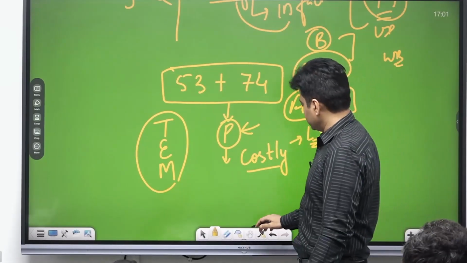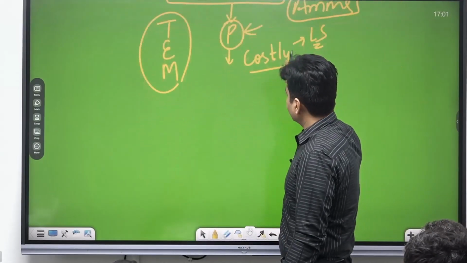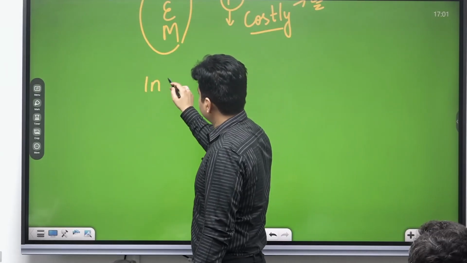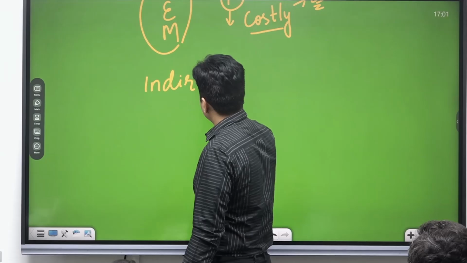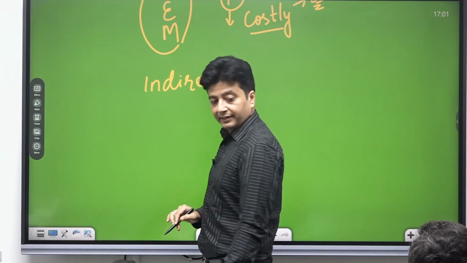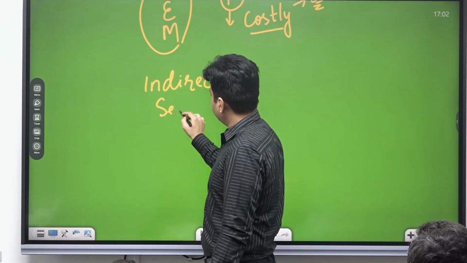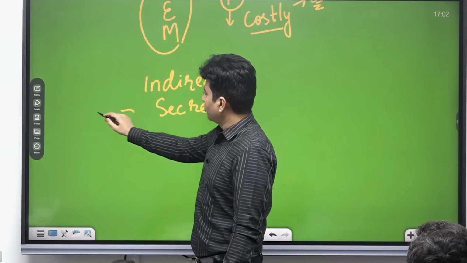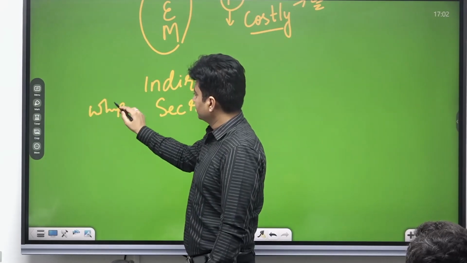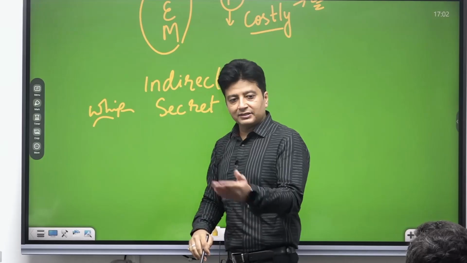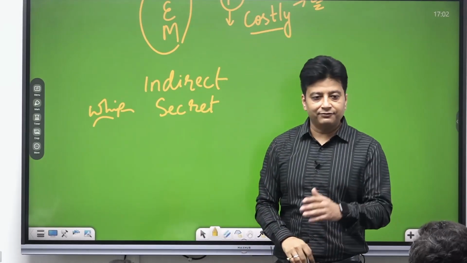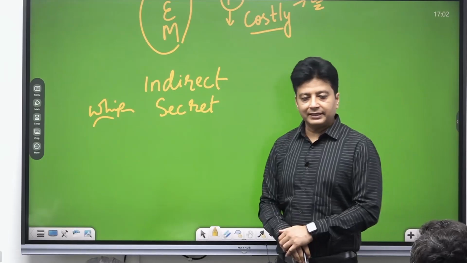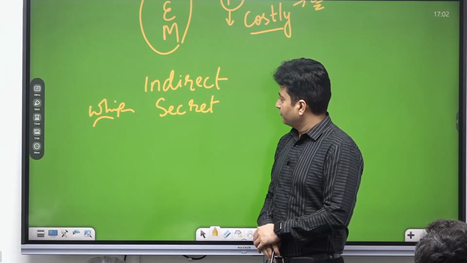And for this, what are we having? For president, we are having an indirect mechanism, which is a secret ballot. It is not open. So the whip will not be applying. Whip is out of the anti-defection law, Schedule 10, if you might have heard, the 52nd Constitutional Amendment Act. So whip is not there.